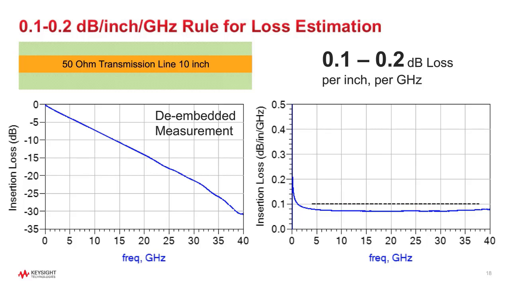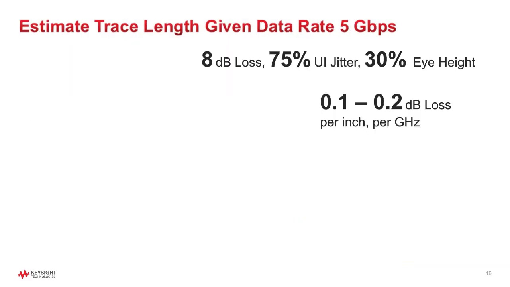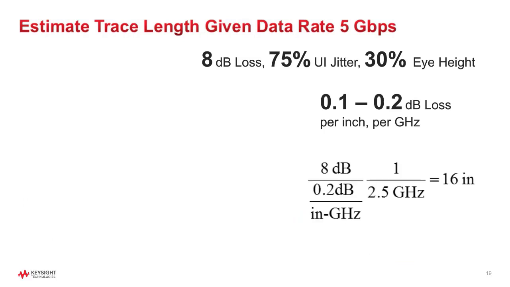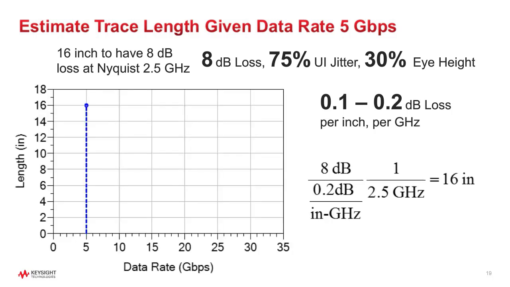Now, if we combine the 8 dB, 75%, 30% rule with 0.1 to 0.2 dB, we'll do a quick calculation at our 5 gigabit per second channel. It's 16 inches to have 8 dB loss, with a Nyquist of 2.5 gigahertz. On the graph, at 5 gigabit per second, 16 inches, it looks right here.